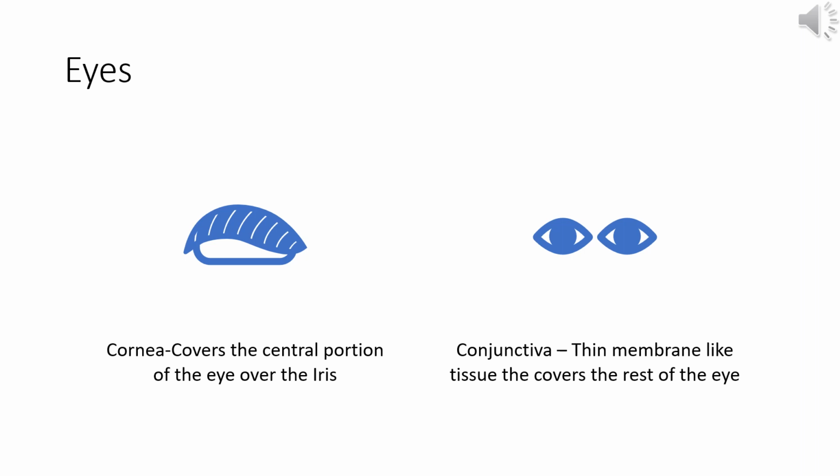On the surface of the eye, the two exposed areas are the cornea, which covers the iris, a dome-shaped central portion of the eye, and then the conjunctiva, a thin membrane-like tissue that covers the rest, such as the white part of the eye.